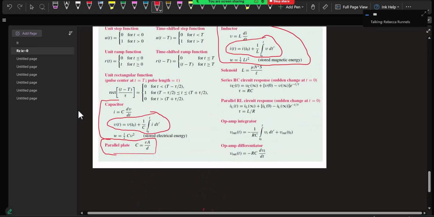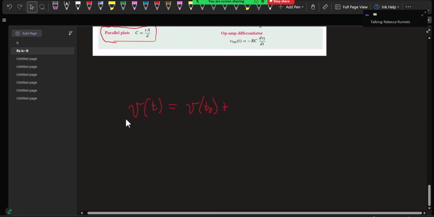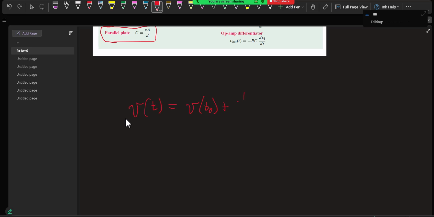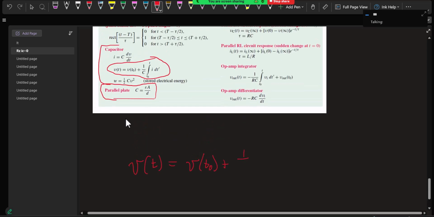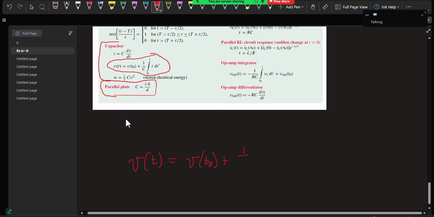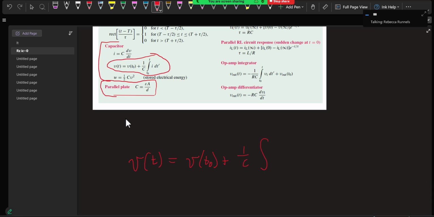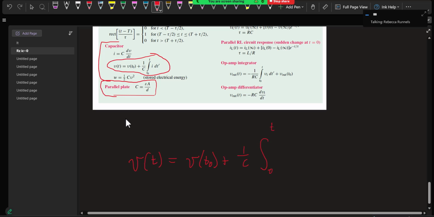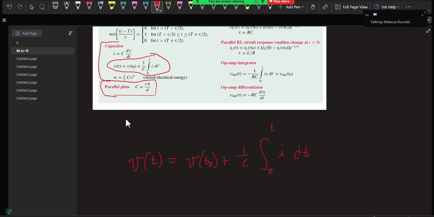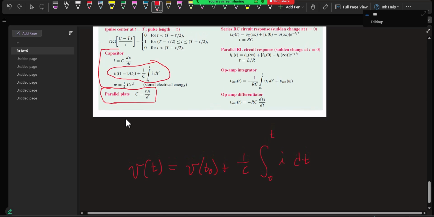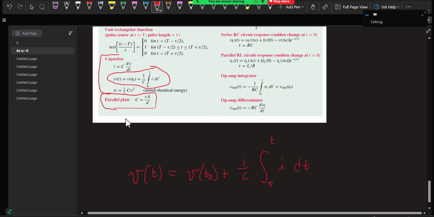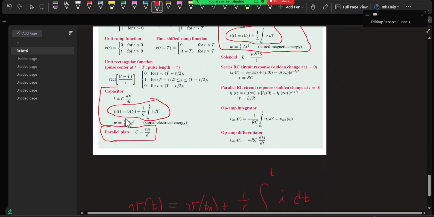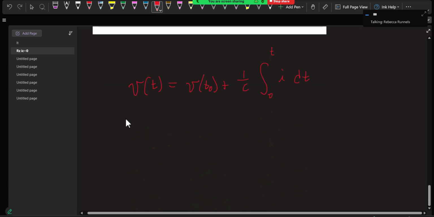So it's the voltage at the time where you start, plus 1 over C times the integral from the time that you start to t of i dt. And if you wanted i, it is C dV/dt.